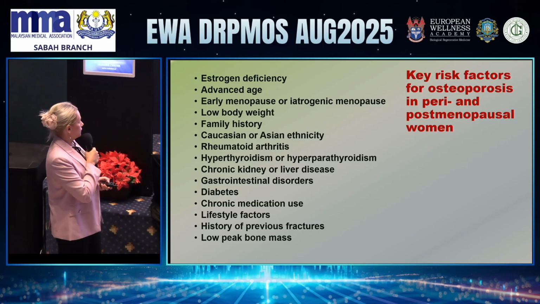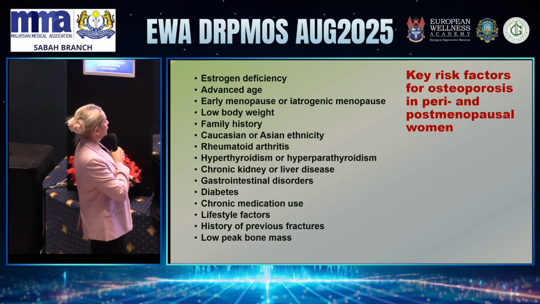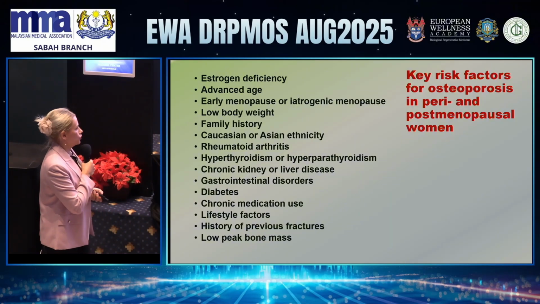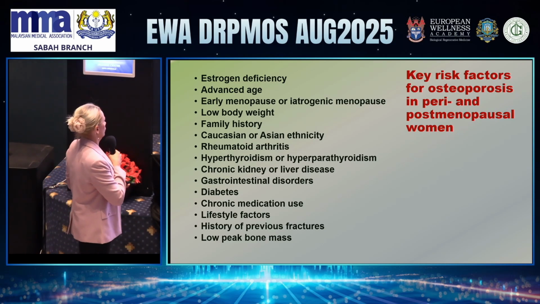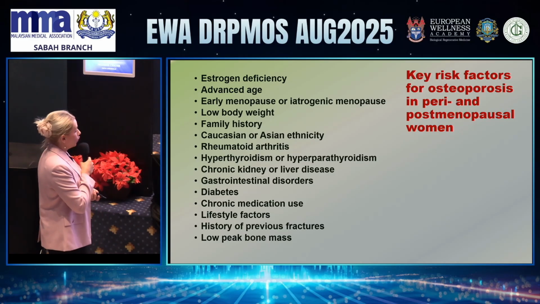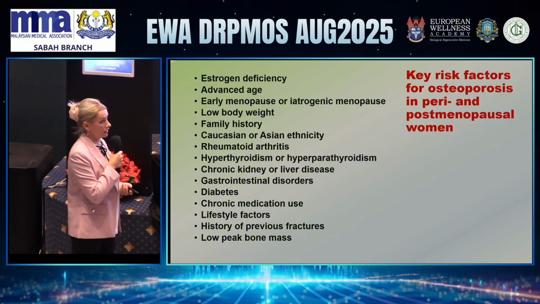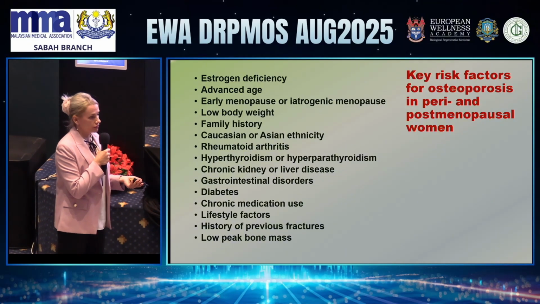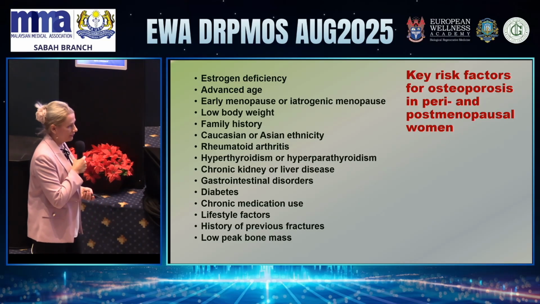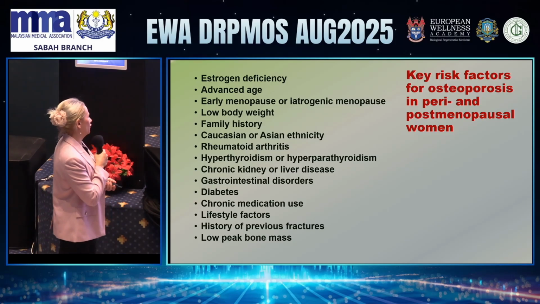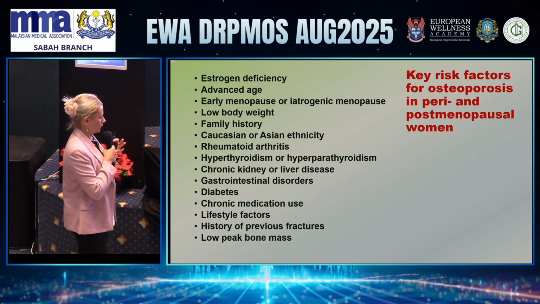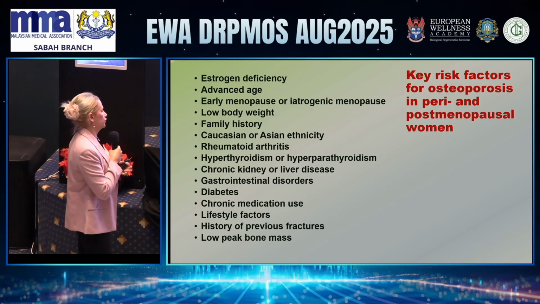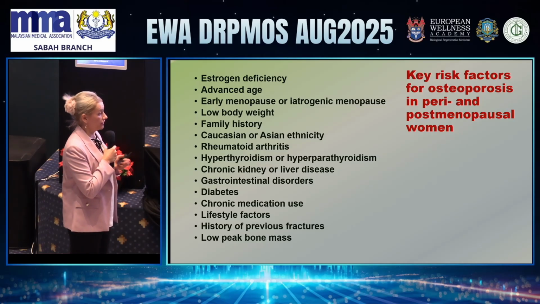So the key risk factors for osteoporosis in peri and postmenopausal women. First, it's estrogen deficiency, yes. Advanced age after 50 years old. Early menopause or iatrogenic menopause, surgical or radio or chemotherapy or hormonal therapies related. Low body weight, body mass index below 19. Simply, there is no mechanical load on the bones. So yeah, definitely not recommended to lower your weight to a low body mass index like 19 and below. Family history is important, because up to 70% of the bone formation genes, the ones that promote bone remodeling, are inherited.